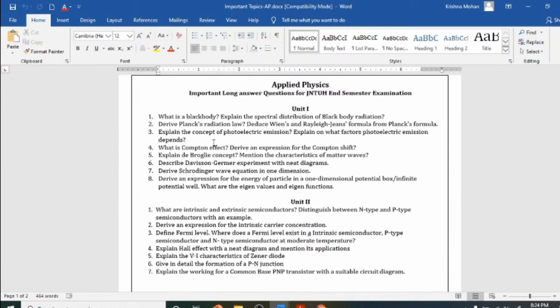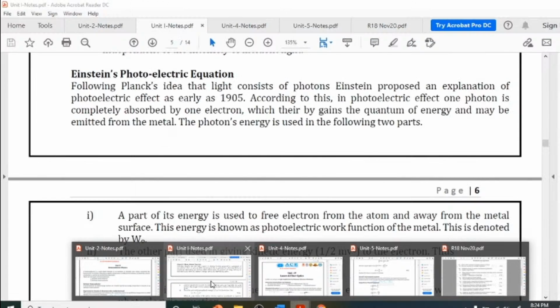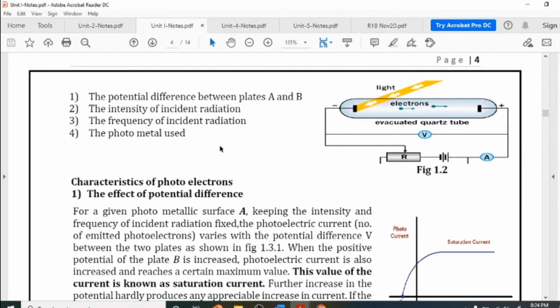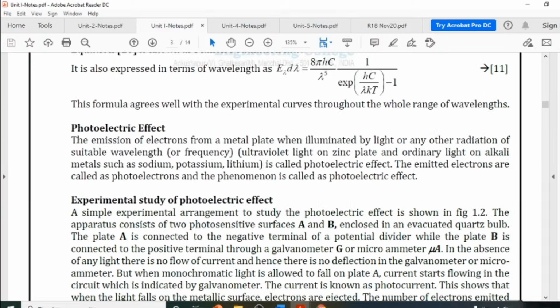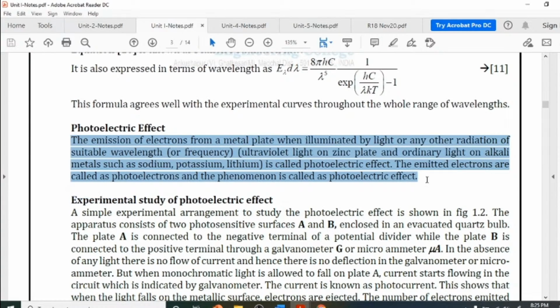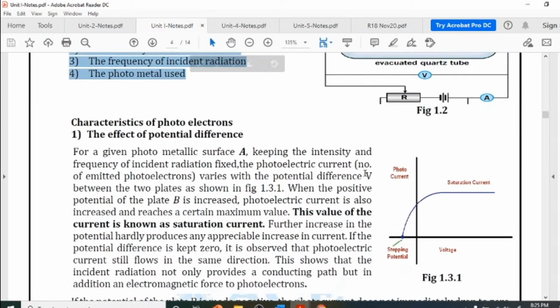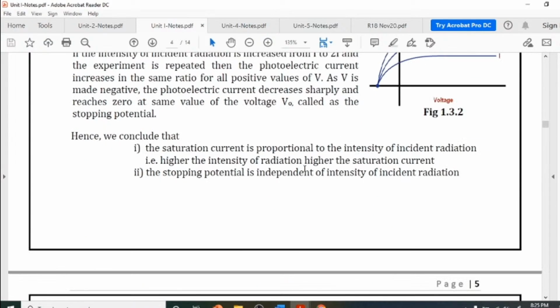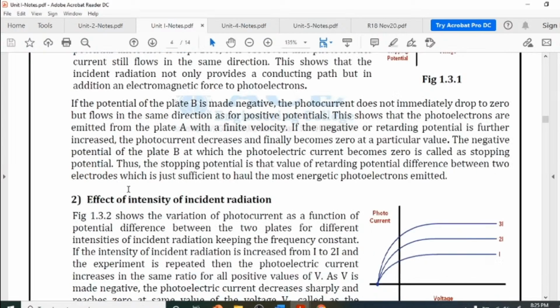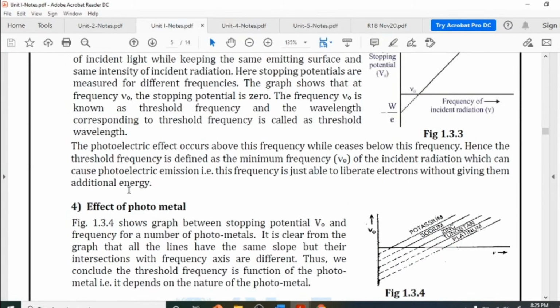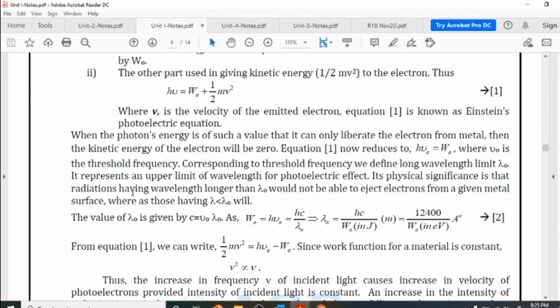Let us consider the case here, the question. Explain the concept of photoelectric emission. Explain what factors photoelectric emission depends on. So this is what we have just seen. You would write down what is photoelectric emission, and then you would move on straight away. You need not write the experimental study. Straight away to these points. The photoelectric emission depends on these four parameters, and you would draw these graphs and write something about each particular graph: the effect of potential difference, effect of incident radiation, then frequency, and then photometal, and so on. This is how you do it, right? So this is about the photoelectric effect.